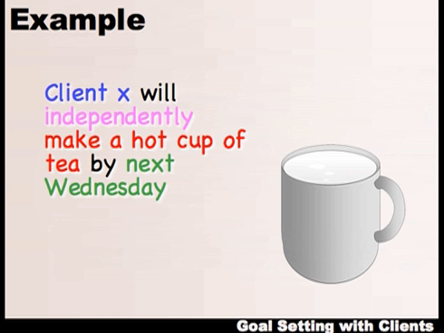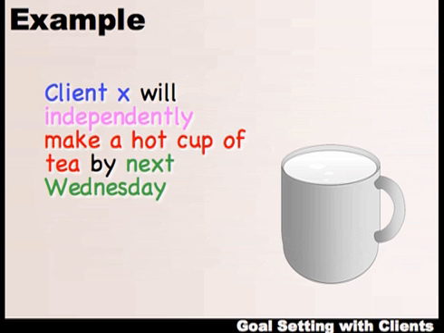Note, who does the goal relate to? Client X. What will they do? They'll make a cup of tea. By when? By next Wednesday. And in reality would include a date here. To be even more accurate, you could also include a specific condition. How will they make a cup of tea? Independently. Remember, the more precise you can be, the better it is.